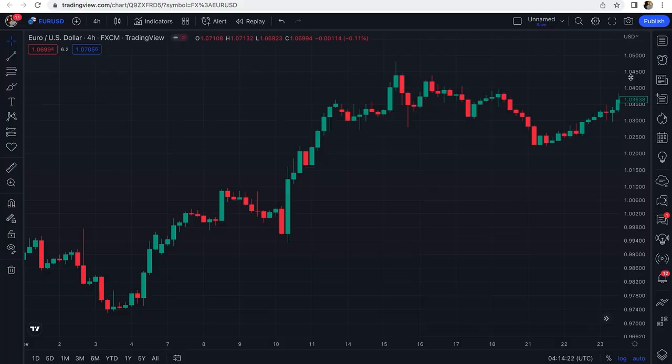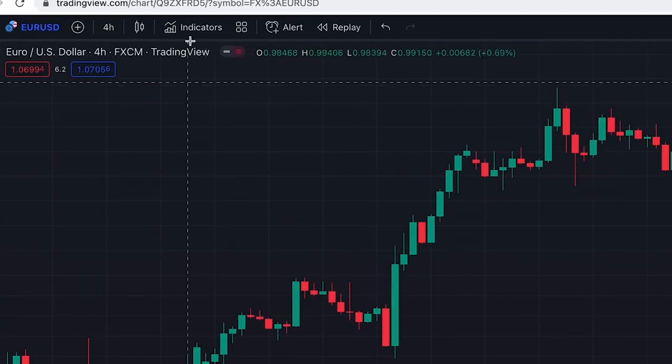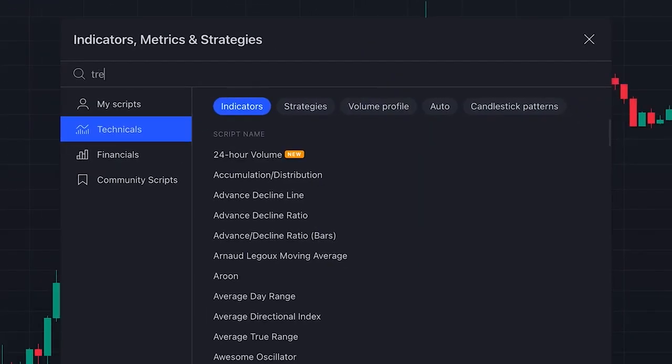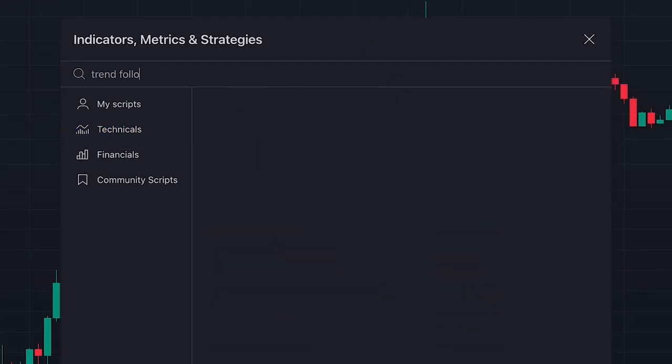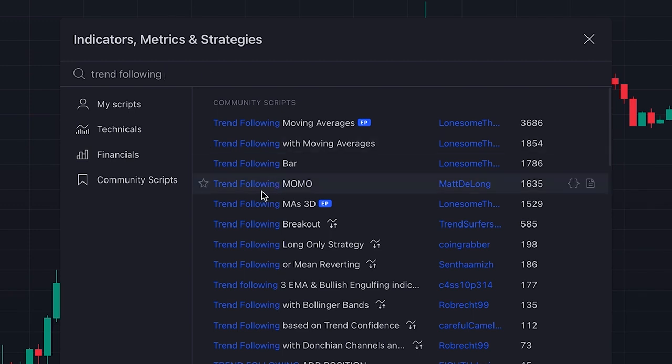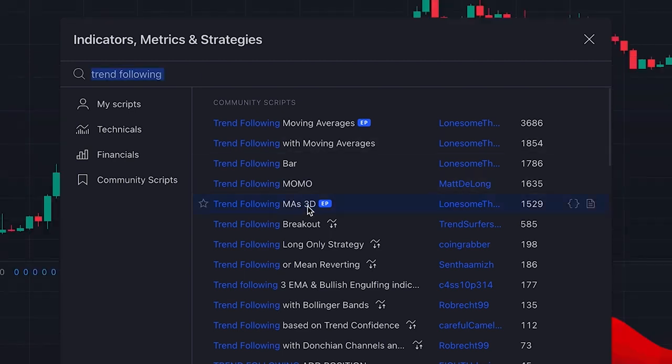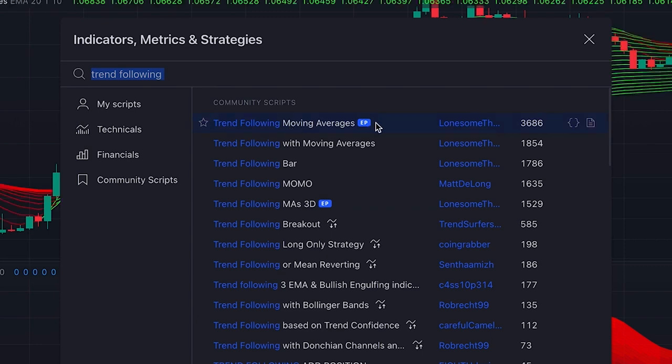In today's video, I want to show you an awesome version of moving average indicator that I found on TradingView platform. To add this amazing indicator to our chart, here we click on indicators and we search trend following MA, this one, trend following MA 3D, which is an editor's pick indicator and it's written by someone named Lonesome the Blue. We also add this one, trend following moving averages, which is also an editor's pick indicator and it's written by the same script writer.